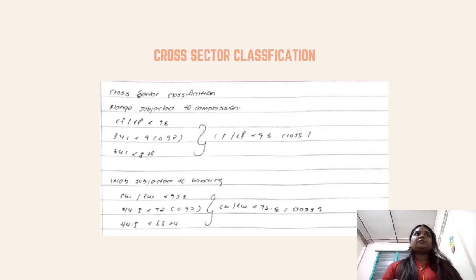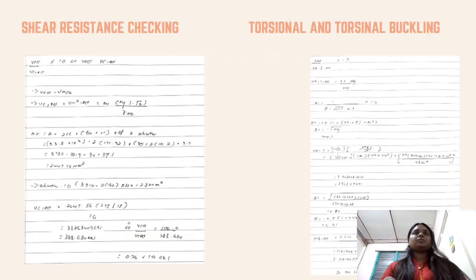So the cross-section classification: flange subject to compression, c/tf equals 93.41 times 0.92, so equals 3.4 by 8.28. So one end will be subject to bending: c/tw, 92 times 44.5 and 92 times 0.92. So 44.5 by 68.24. So the shear resistance checking.